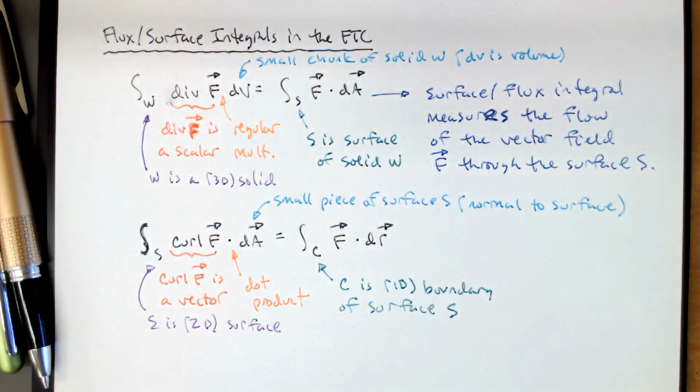So the line integral around the boundary of the surface S of the vector field is telling us about how the curl of the vector field is flowing through the surface. Questions? Of course, no questions, because what I've just said is just way too vague to be able to form a question right now.